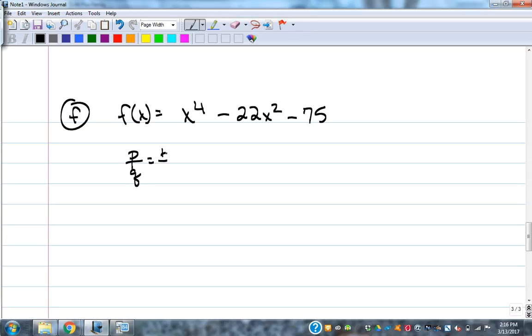P over Q is going to be a pretty tough list because you've got all the factors of 75. 1, 3, 5. 5 goes into it. Let's see, 15 goes into that, right? 5 times 15. 3 times 25. And then 75. Well, that's actually not that bad. Okay. Now, the next thing to do is what?